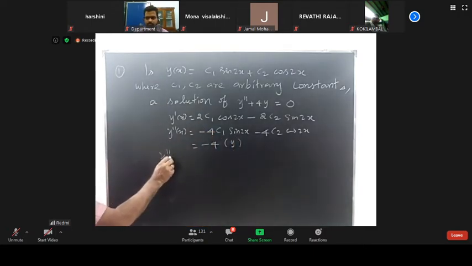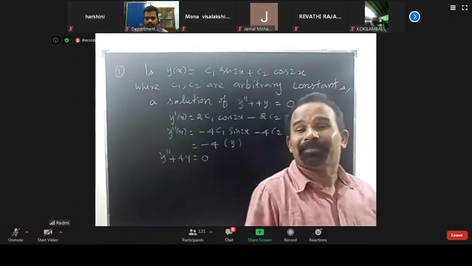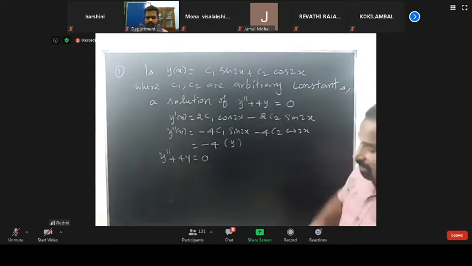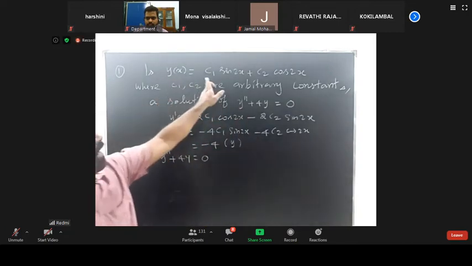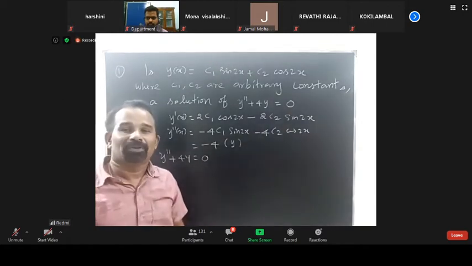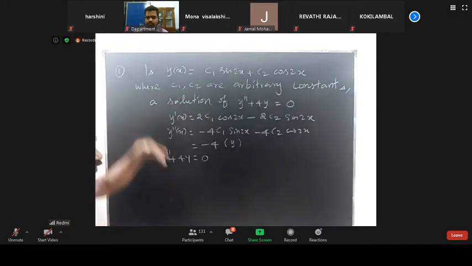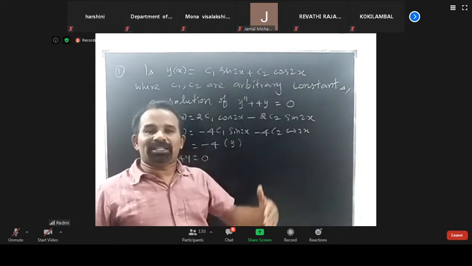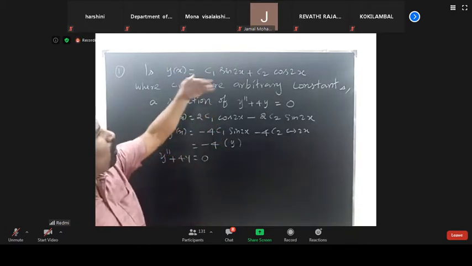Therefore, y double dash plus 4y is equal to 0. So this is very simple. You know very well that this solution is a general solution of this differential equation. Okay, general solution. Now, the particular solution is one of the solutions. That's all. It's simply saying that it is one of the solutions.